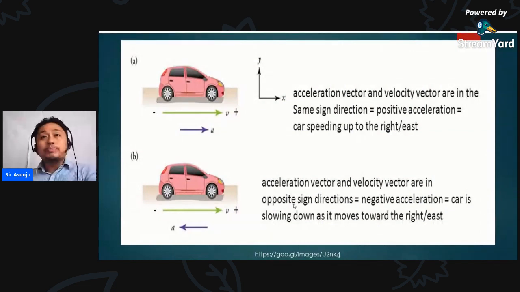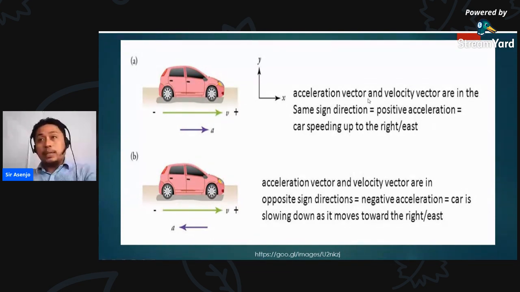Now let's have some more examples so that you can really understand. Let's have this picture. You see a car moving. Car A is moving. Its velocity is positive, that means going to the right. The acceleration also is going to the right, positive direction. So the acceleration vector and velocity vector are in the same direction. It is a positive acceleration. So that means the car is speeding up to the right.